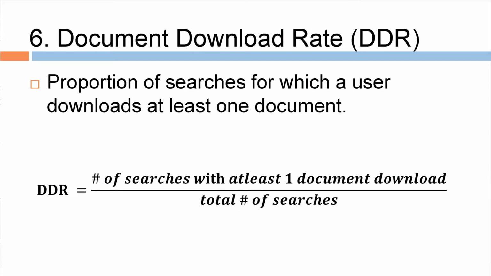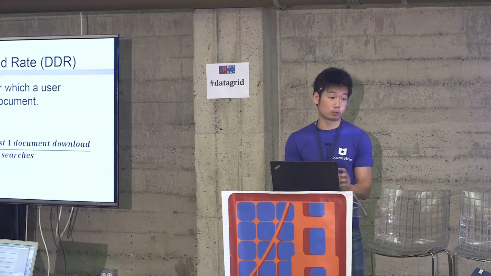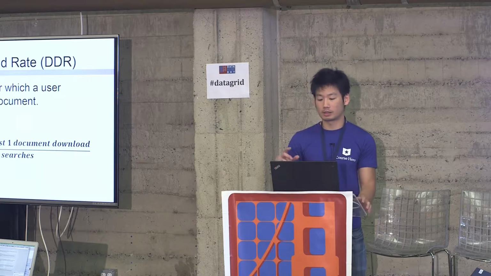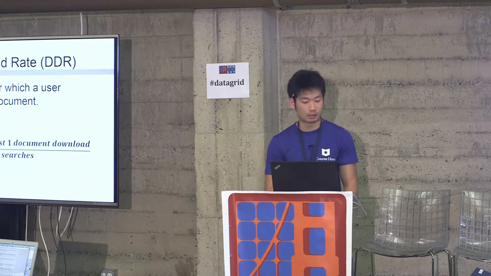And the last one is the document download rate. And this, again, is a measure of satisfaction for our users from the content. So again, this is more geared towards a user who has already subscribed. And once they do a search, how likely are they to download the document and further study that document?